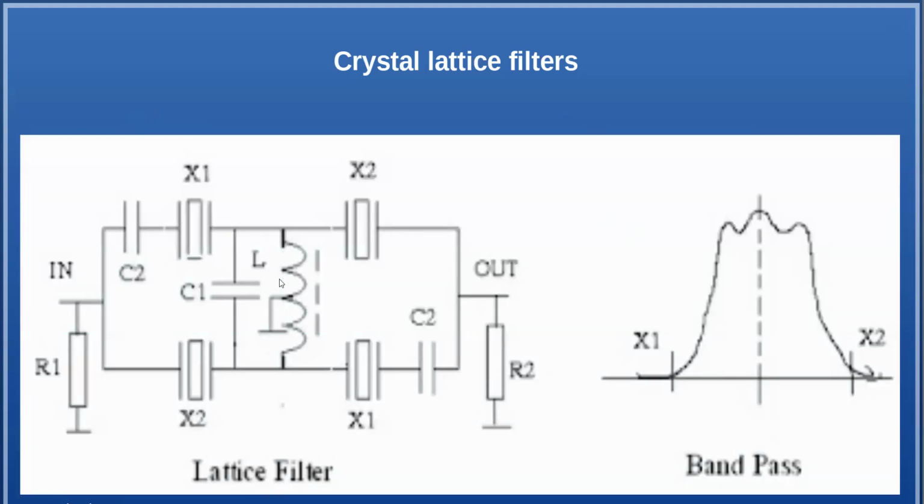This is kind of what one looks like. I've seen them with maybe 10 or 12 crystals. It's very complicated and has a much squarer response than this one. This would be a very simple one. And each of these filters is at a slightly different frequency in order to give you this passband. And don't ask me how to calculate them.